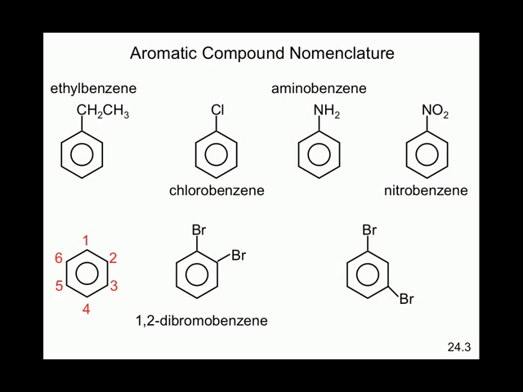Well, here, if this is the number 1 carbon, then this would be the number 3 carbon. So this would be 1,3-dibromobenzene. So if you just keep in mind that your goal is always to describe a molecule so that somebody someplace else could draw it out and know what it looks like.